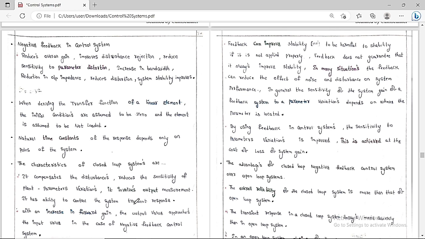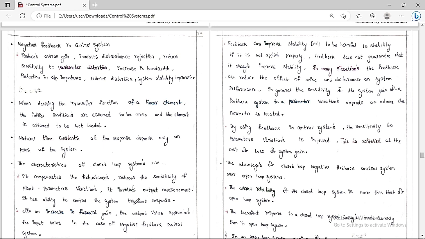Because in general, the sensitivity of the system gain of a feedback system to parameter variations depends on where the parameter is located. I've already told you that in a negative feedback system, the parameter variations of the feedback element have more effect when compared to parameter variations of the plant G(s). So these things you always have to keep in mind.